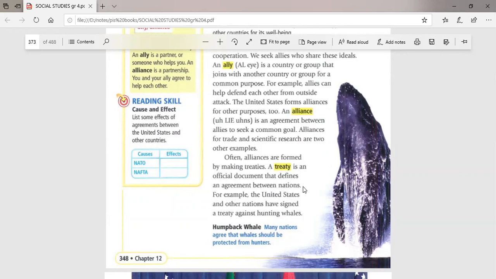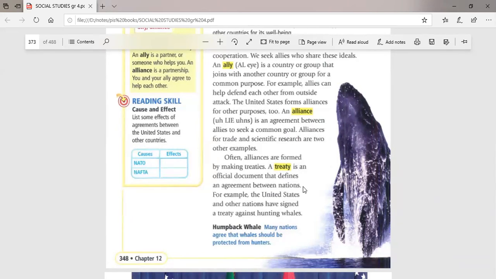Yes, Muhammad, what's your question? Is a treaty or an alliance like a declaration? No, it's something like an agreement, okay? Yes, they agree on something, but this agreement is official. It means it's documented, okay?